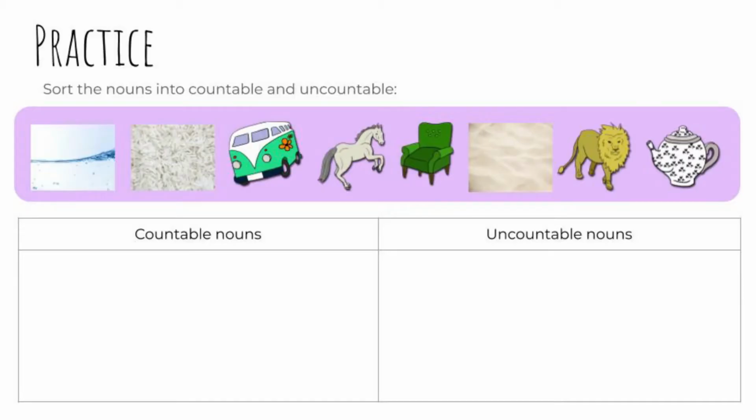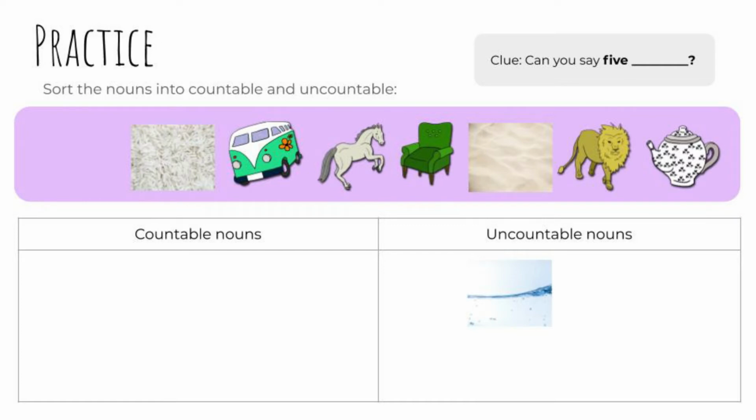Let's practice. Sort the nouns into countable and uncountable. Clue. Can you say 5 before it? If you can, it's countable. Pause the video, then come back to check. Okay. Water. Can you say 5 water? No, it's uncountable. Rice. 5 rice?